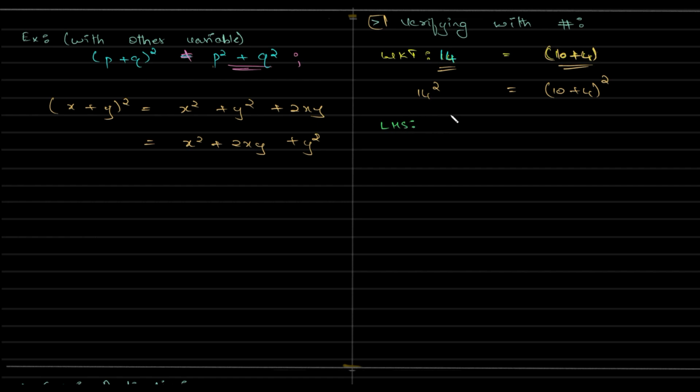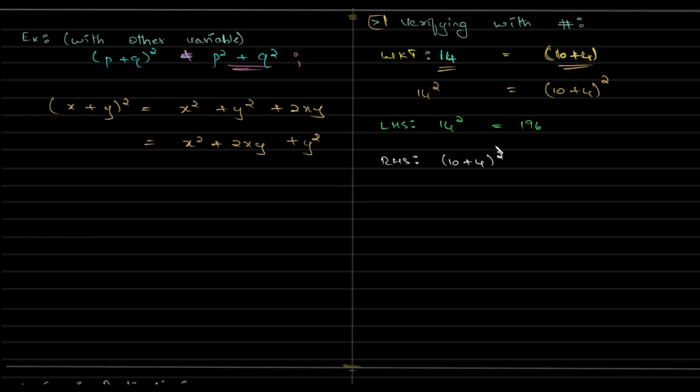Right, I taught you the trick. You can always segregate things and solve it. 14 square, if you remember it, is around 196. It's 196. Now we're looking at RHS. So we have RHS to be 10 plus 4 the whole square. Of course, with BODMAS, we have to solve the bracket first and then square it, right? Brackets and then order of operations.